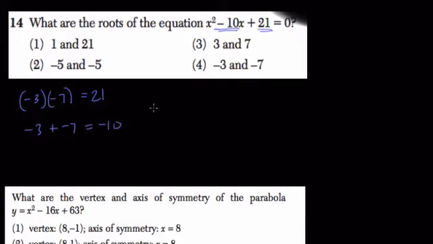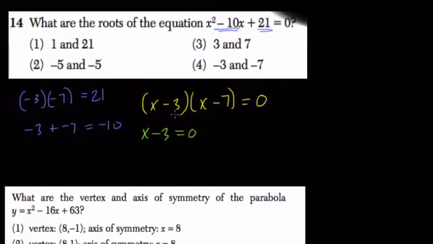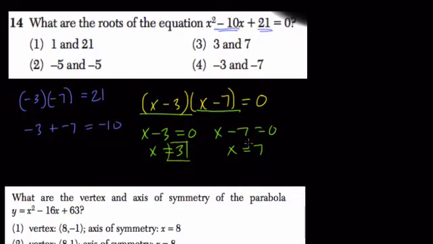If we factor this out, we would get x minus 3, or x plus negative 3, times x plus negative 7, or x minus 7. And what factored form allows you to do is to realize that you're multiplying two numbers that equal 0. One or the other has to be 0. So if x minus 3 equals 0, solve for x, and x equals 3. That's your first root. If x minus 7 equals 0, solve for x, and x equals 7, that's your second root. So 3 and 7, choice 3.